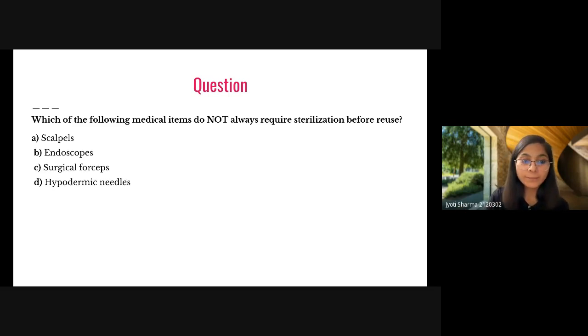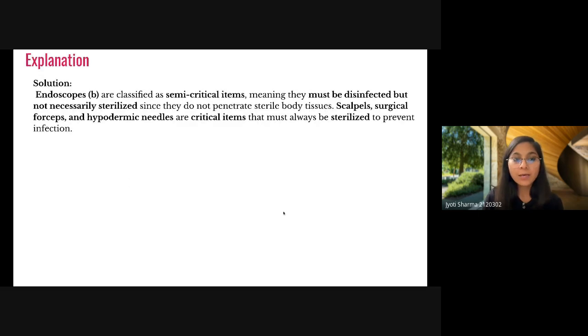So this is the endoscopes. So endoscopes are the instrument that we need for the external use but not for the internal use, and that's why we do not require much sterilization before reuse. So that's why B answer is the right one.